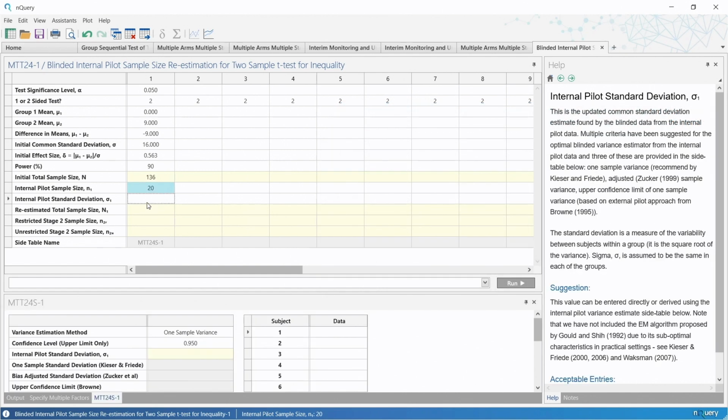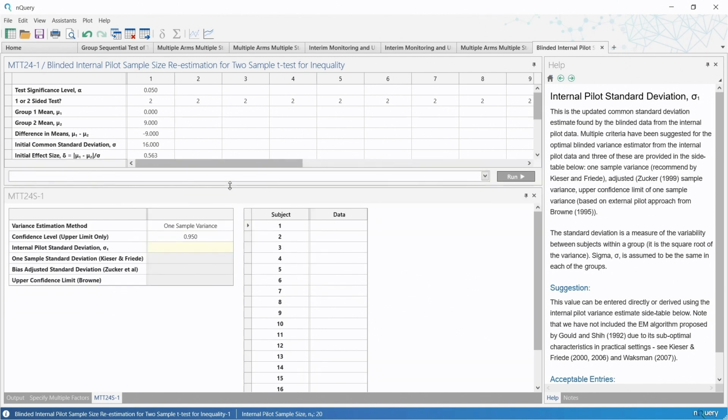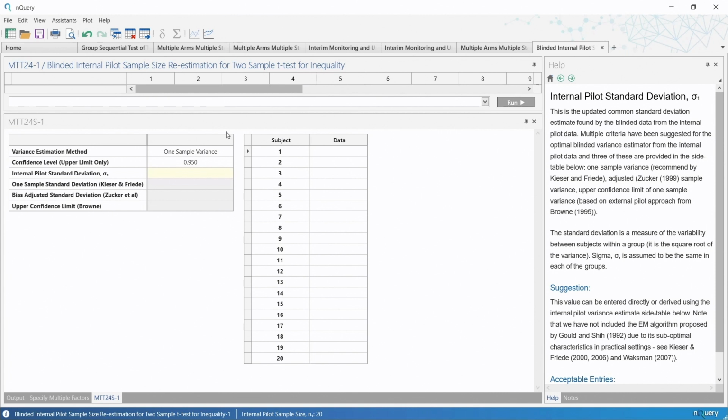We could enter the updated estimate directly into the main table, but nQuery comes with a convenient side table in which we can take some internal pilot data and then use certain rules to calculate the best estimate available for that interim updated standard deviation. This side table consists of two parts. On the left-hand side, we have the rules that we want to use to calculate the standard deviation or variance. And on the right-hand side, we have a field in which we can enter our internal pilot data, which will then calculate the best estimate based on our rule set.